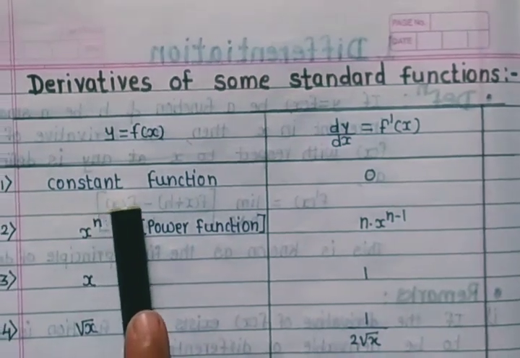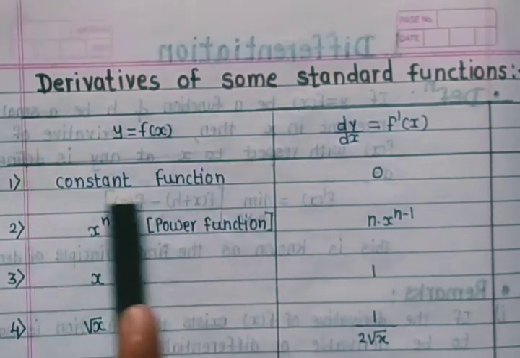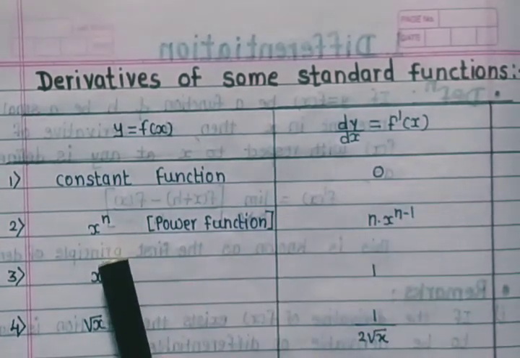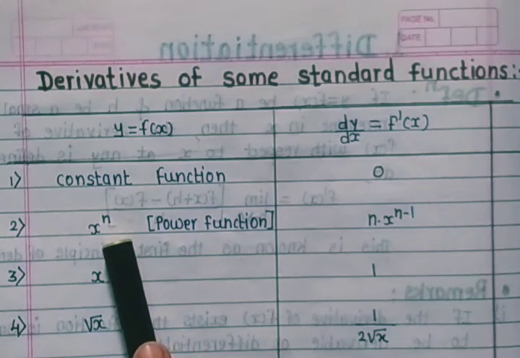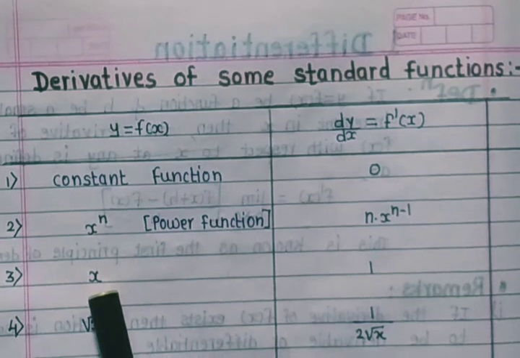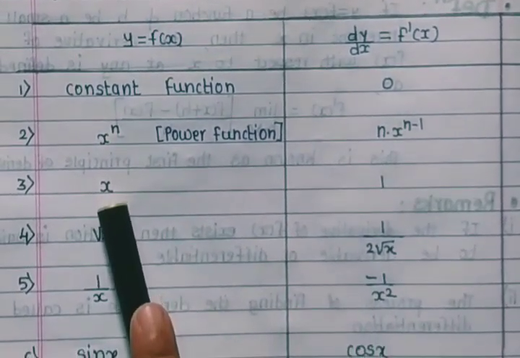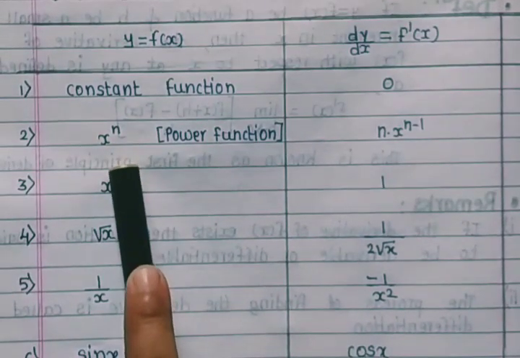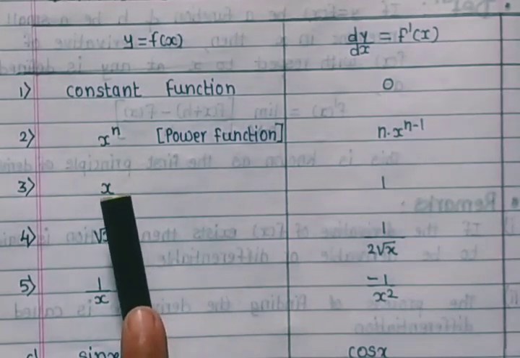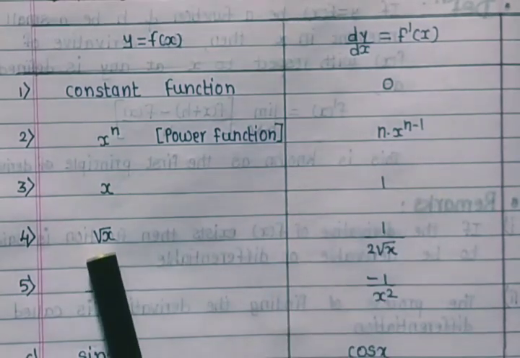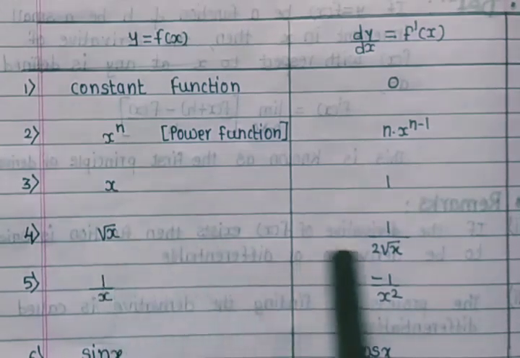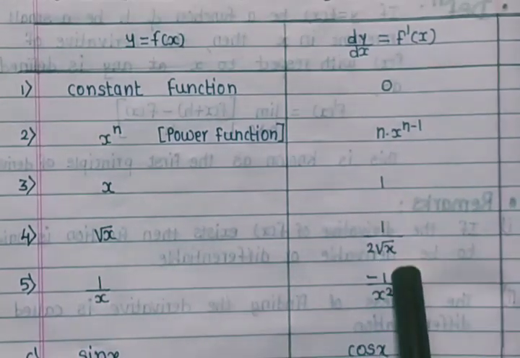The first function is constant function. Consider any constant as a constant function. We know that derivative of constant function is 0. Derivative of x raised to n, that is power function, is n into x raised to n minus 1. पॉवर फंक्शनचे यूज करून इथे आपण 3 फॉर्म्युले डिराइव केलेले आहेत. If n is equal to 1, then x raised to 1, that is only x. Derivative of x with respect to x is 1. Derivative of root x, consider this root x as x raised to half, and using power function we will derive this formula 1 upon 2 root x.